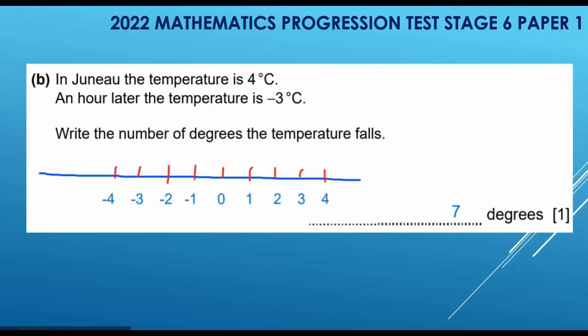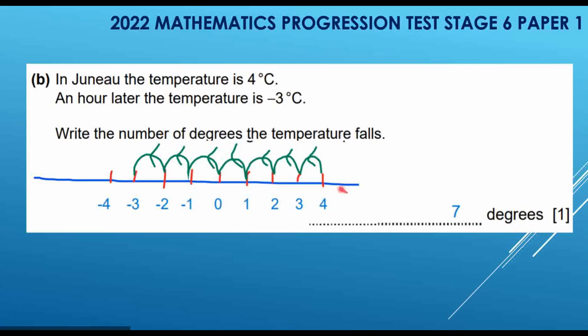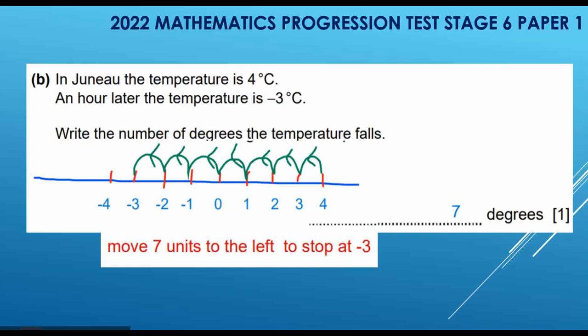Here is how we got it. From 4 degrees Celsius, the temperature falls, so we have to move the number to the left by a few steps and stop at negative 3. So let's move the number. We have moved 1, 2, 3, 4, 5, 6, 7 steps till we reach negative 3. It means the temperature falls by 7 degrees Celsius. So we move 7 units to the left to stop at negative 3.